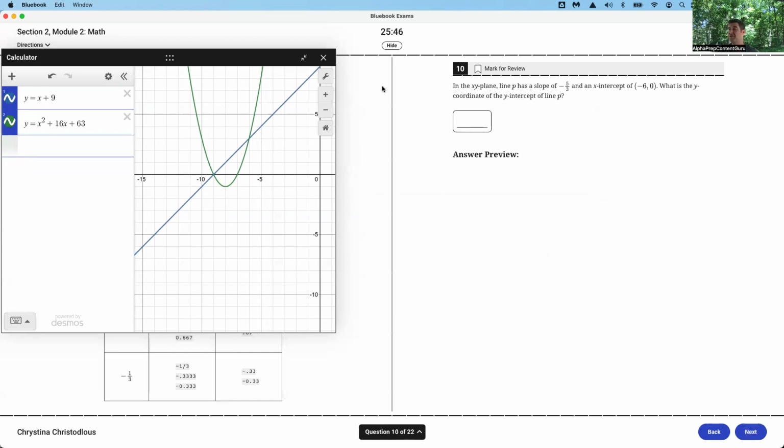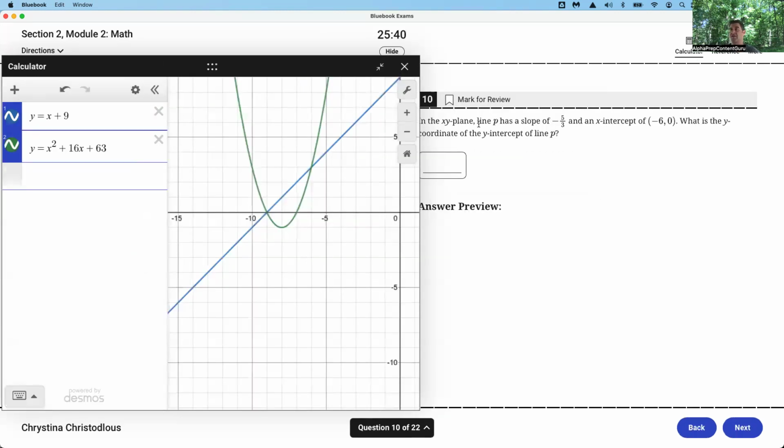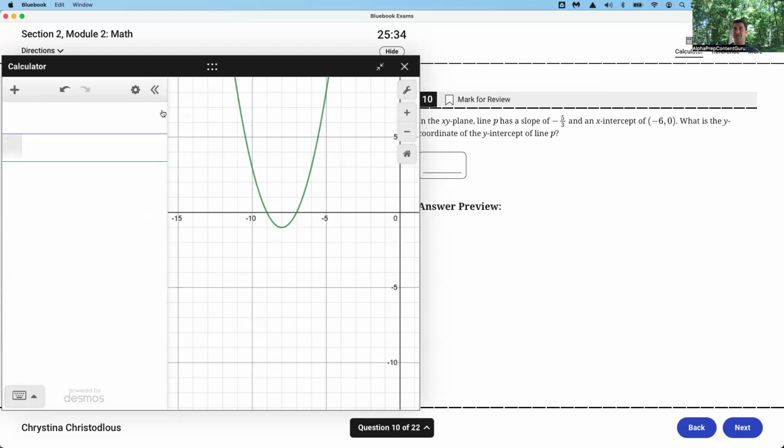Cool. On number 10, and we are less than 10 minutes in. This is good. We have line P as a slope of -5/3 and an x-intercept of this. What is the y-intercept? I'd probably go like this, actually.